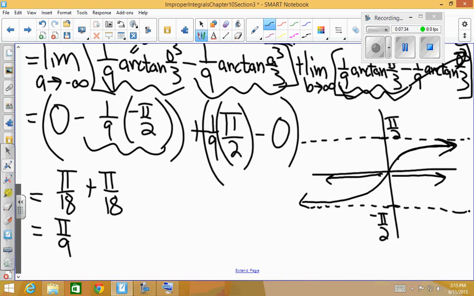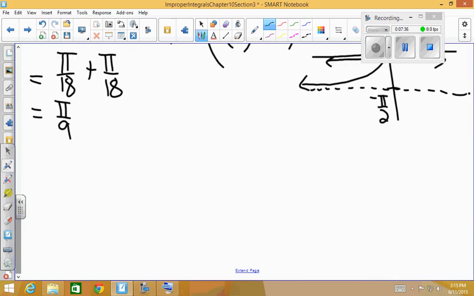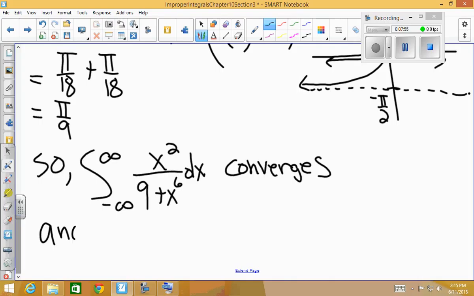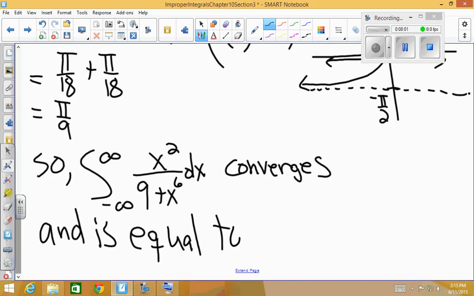This tells us that the integral from negative infinity to positive infinity of x squared over 9 plus x to the 6th converges and is equal to pi over 9.